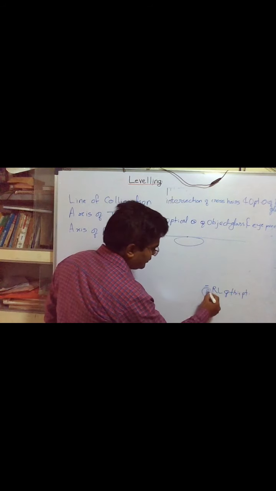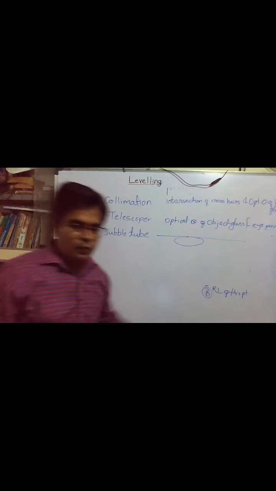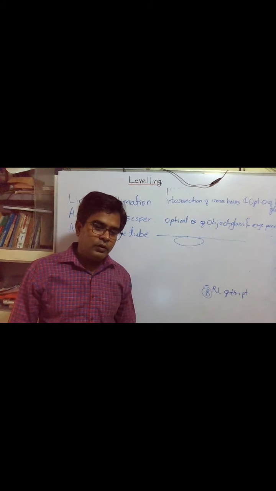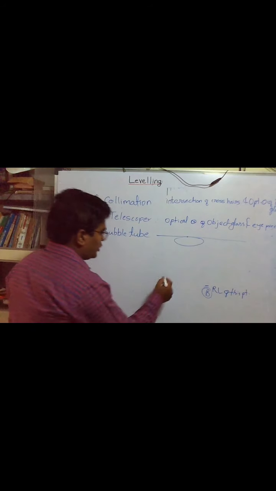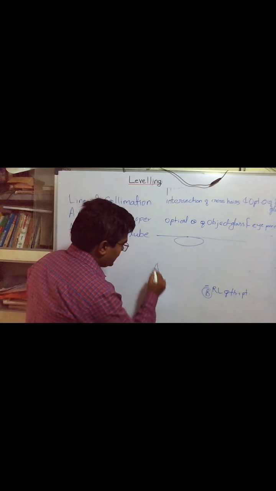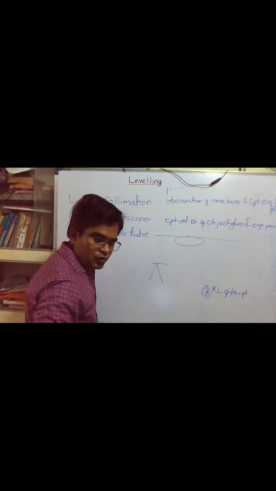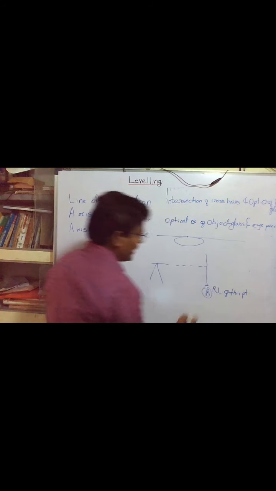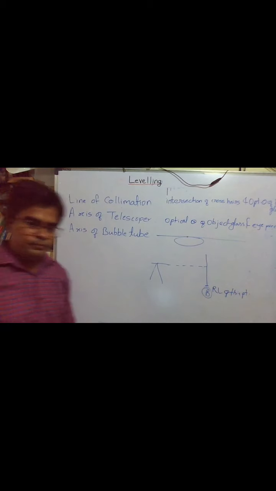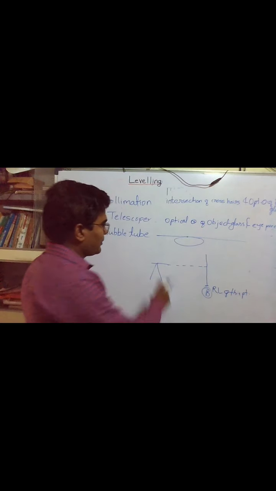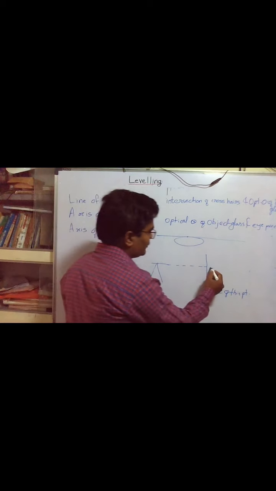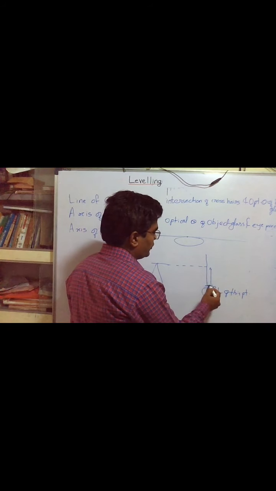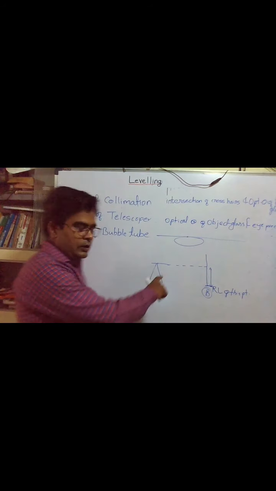Let this point be P. I want to find the RL of this point. So how can I find it out? If I simply set the instrument here and keep the staff here, can I find the RL of this point? No. If I fix the level at some point, I will just get the vertical height of this point on the ground from my axis of level.